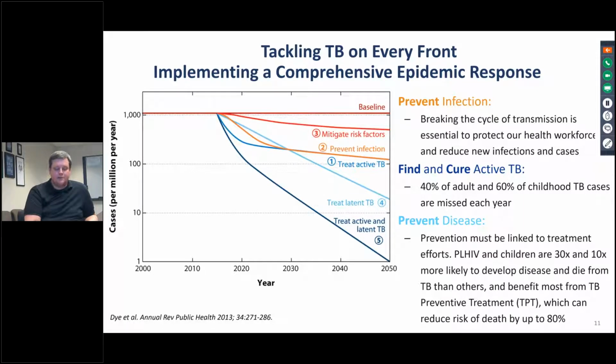Ending the TB epidemic in our lifetime will require more than stepping up efforts to find and treat TB disease. It will also require a comprehensive epidemic response strategy and dedicated resources and action to both finding and treating active TB cases and simultaneously addressing the reservoir of TB infection through TB preventive treatment, which can reduce the risk of death by 80%.